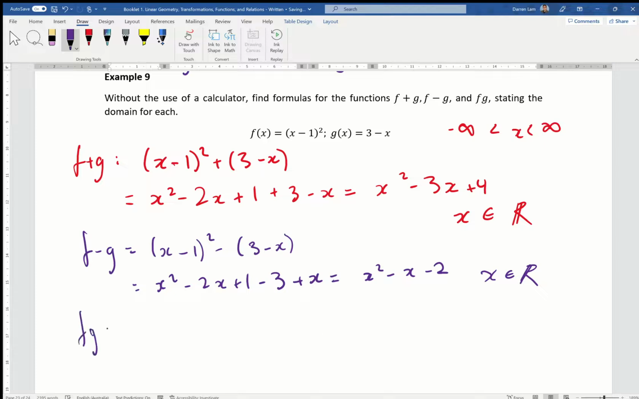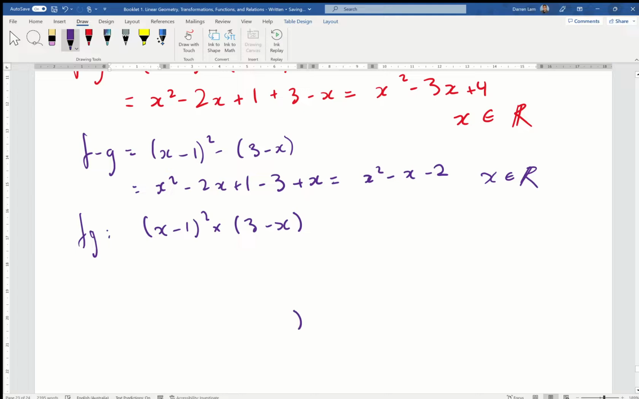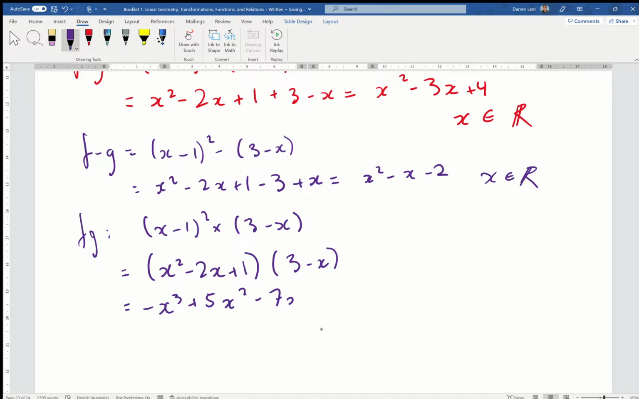Finally, fg, pretty straightforward. I'm going to multiply them instead. x minus 1 squared times 3 minus x. That expands out to x squared minus 2x plus 1 multiplied by 3 minus x. In which case, we'd expand it. I'm assuming we're okay with expanding brackets that have 3 terms. Lovely. So that gives us negative x cubed plus 5x squared minus 7x plus 3, again, where x is an element of all real values.